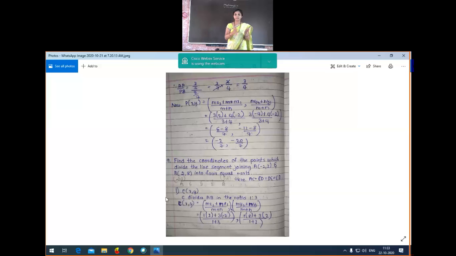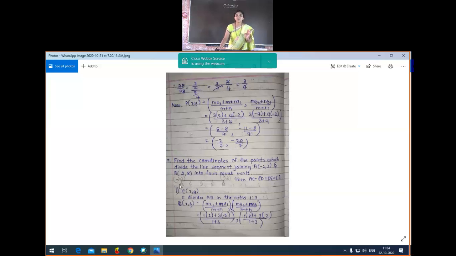Ratio is fixed now because all the four parts, what we are observing, are equal. See here, let us read out the question first. Find the coordinates of the points which divide the line segment joining A of minus 2 comma 2 and B of 2 comma 8 into 4 equal parts. Yesterday in that example problem we discussed the same problem with three equal parts. So now we have one extra part, that is 4 equal parts.